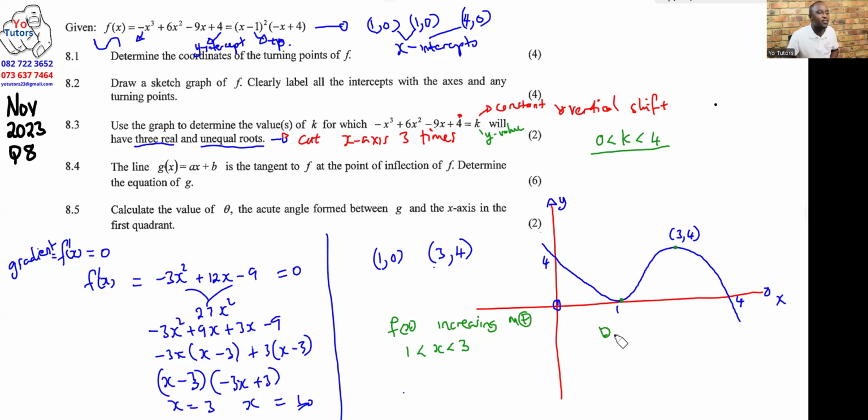Where is it decreasing? It's decreasing when the gradient is negative, so it's going down like that. This part going back there is decreasing, so it's going to be x less than 1. Then it's also decreasing where x is greater than the turning point, which is 3. So that's where your f of x is decreasing. Those are things that you can also remember for next questions.